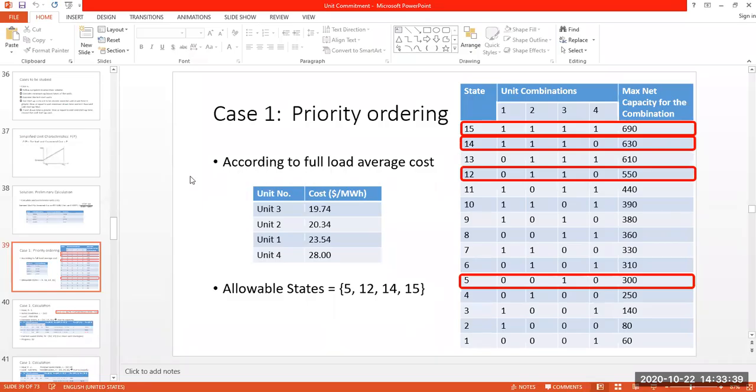Okay, so in the last class, we had been discussing the solution of the unit commitment problem using the dynamic programming method. Before that, we discussed another method for solving the unit commitment issue, and that was shown by an example. That was the priority list scheme. Okay.